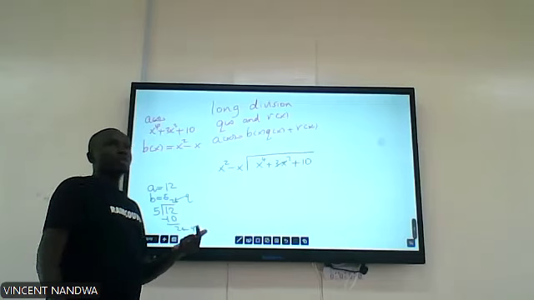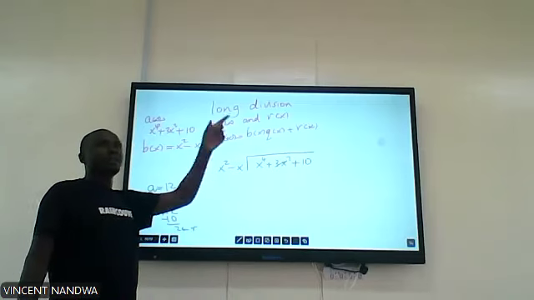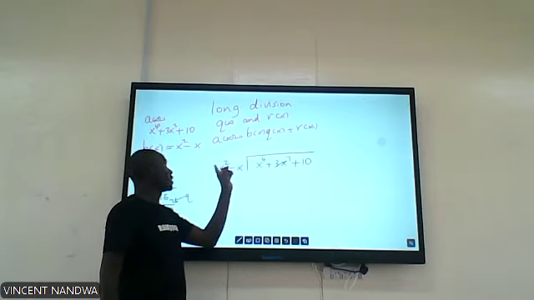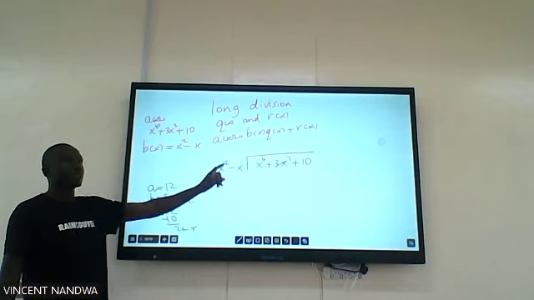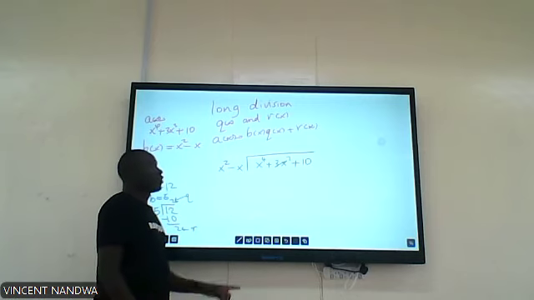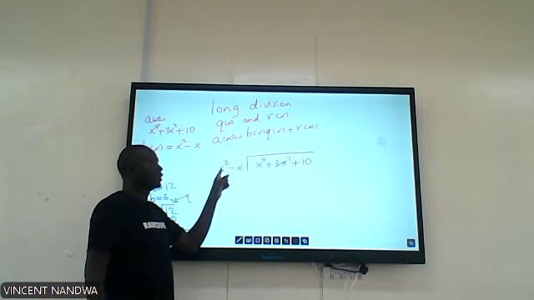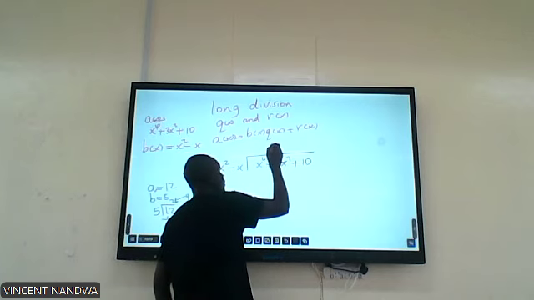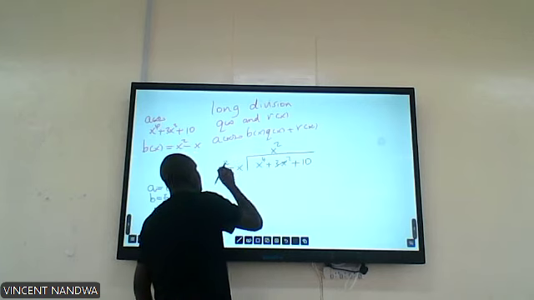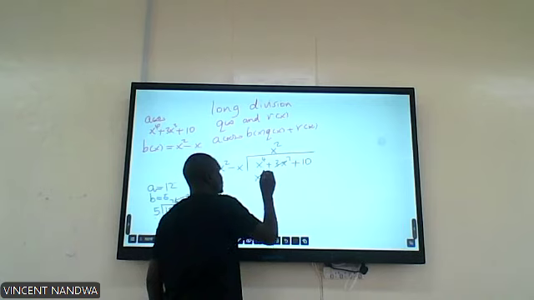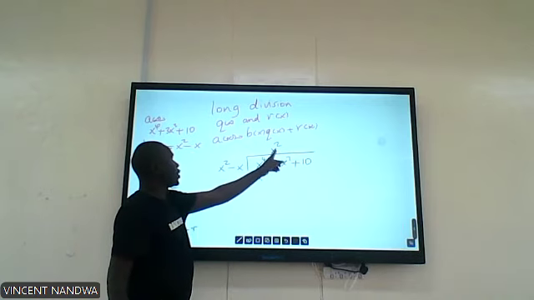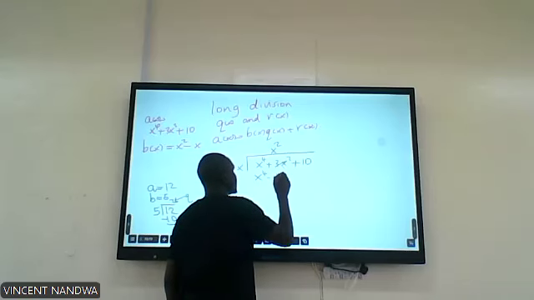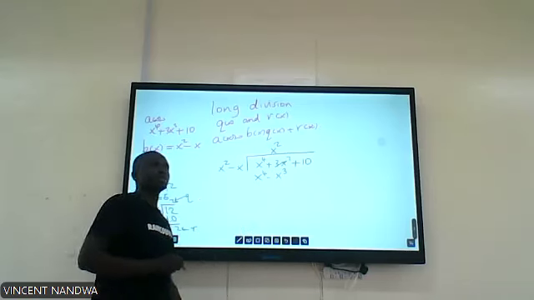So the degree of a polynomial is the highest power of X in the polynomial. So this is a degree 4 polynomial because the highest power of X is 4. This is a degree 2 polynomial because the highest power of X is 2. So what should I multiply by this x squared to get x power 4? x squared. So you write here x squared. Then x squared times x squared is x power 4. x squared times minus x gives me minus x cubed.